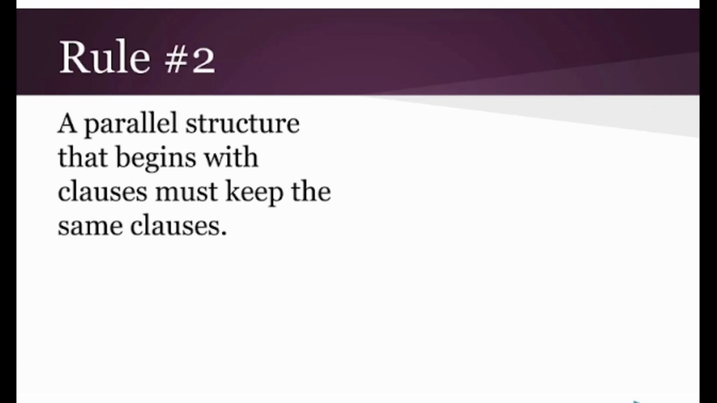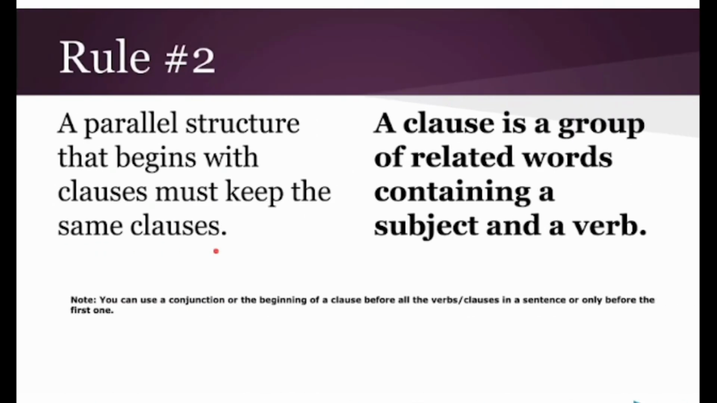A parallel structure that begins with clauses must keep the same clauses. Do you remember what is the meaning of clause? So clause is a group of related words containing subject and verb. So any sentence that has a subject and a verb is a clause. Yes. A parallel structure that begins with clause must keep the same clause. So what does this mean? Okay, you can use a conjunction or the beginning of a clause before all the verbs in a sentence or only before the first one.